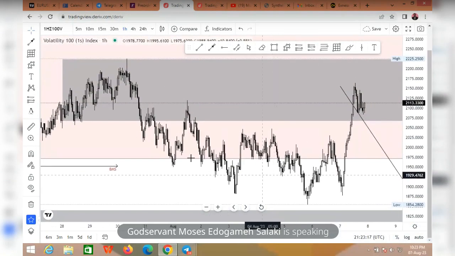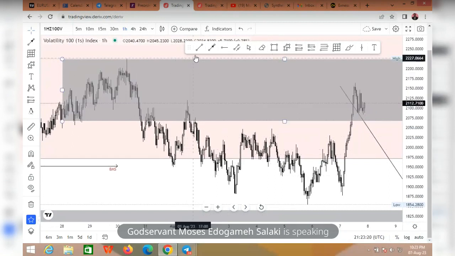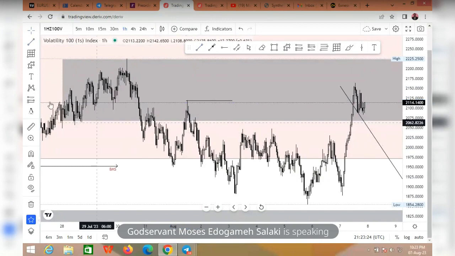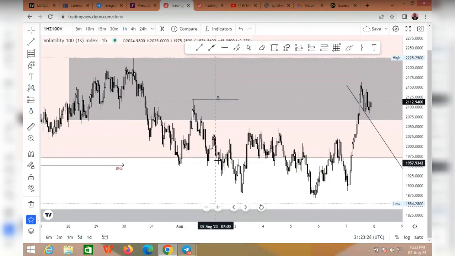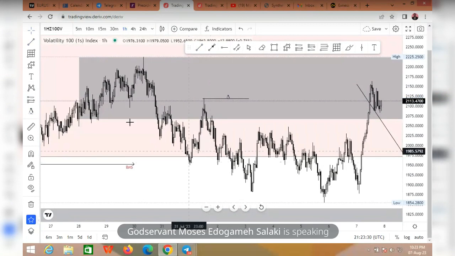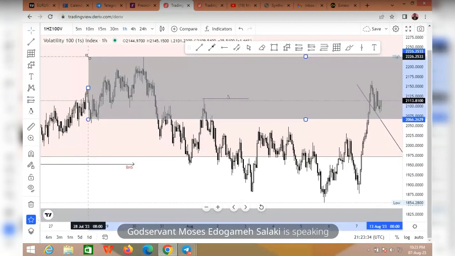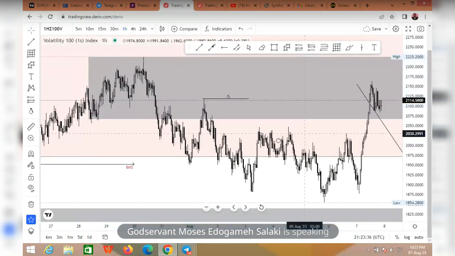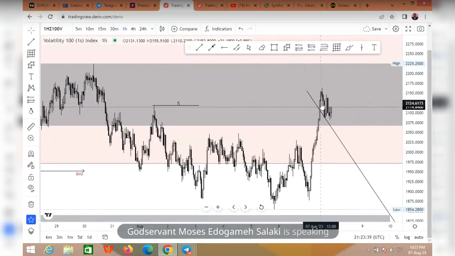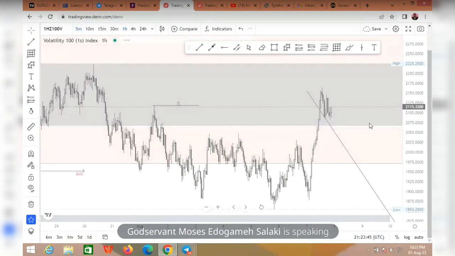Okay, for those that are in the team, I think I told you this week is going to be clear because this internal liquidity is going to be taken off. Obviously, it's gone. And price is in that zone where we're expecting to sell. So I will counsel you to wait for a 5 minutes break of structure at this zone. That should be fine. Let's see.